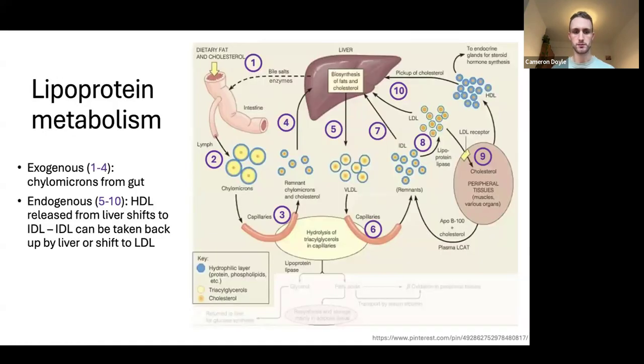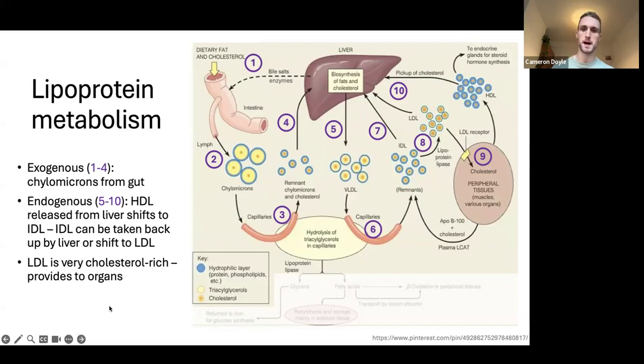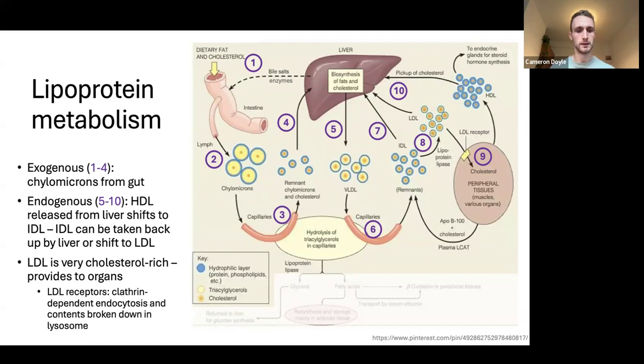Lipoprotein metabolism. I don't think I'm going to go over this. This is something you can read in your own time. But there you go. So LDL is very cholesterol rich. It's one of the things that when people talk about bad cholesterol, that's what they're talking about.